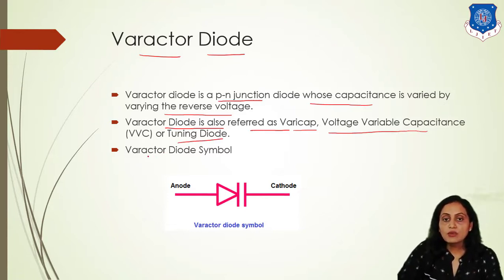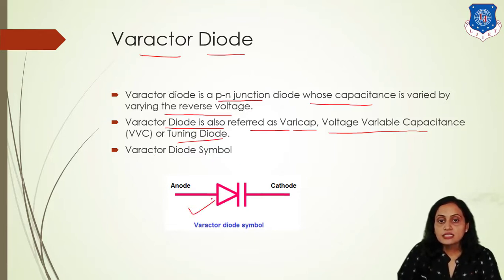So this is the symbol of varactor diode. This is the anode terminal and this one is the cathode terminal. So varactor diode is shown with this symbol in any electronic circuit.